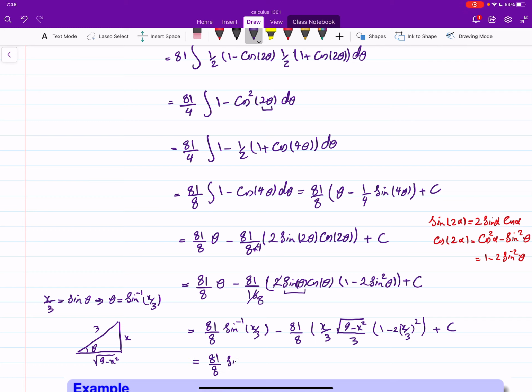Now I can continue and finish what we had here. So sine inverse of x over 3 minus, okay, now if I find the common denominator, there will be 81 in the denominator. So this will be 1 over 8 x times root of 9 minus x squared, and then here it will be 9 minus 2x squared, plus c. So we turned everything back successfully to an x integral.